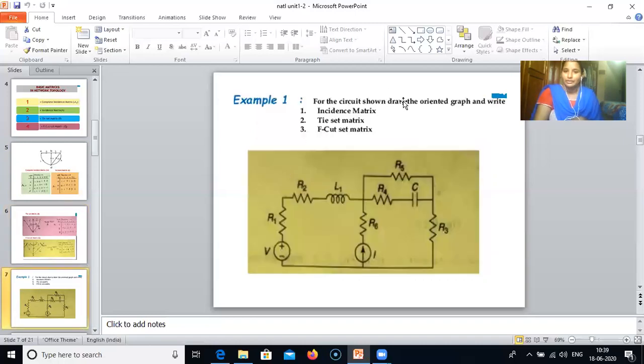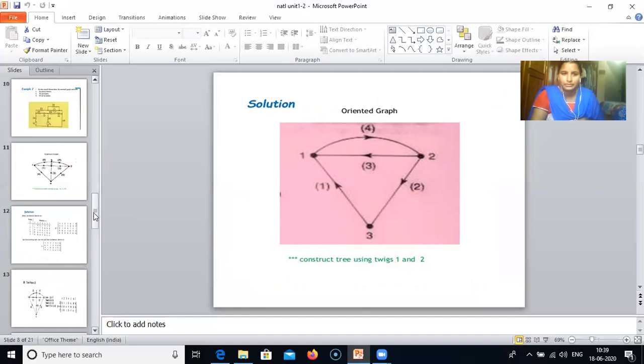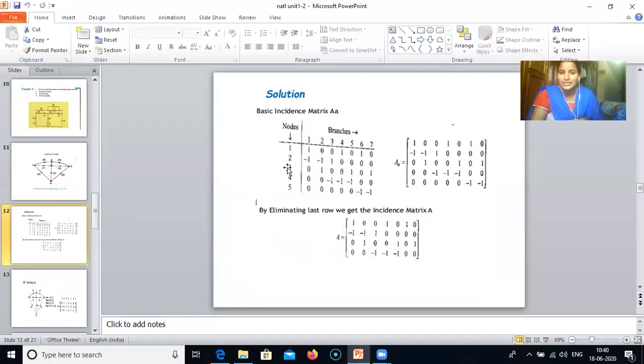See here, for example, we take one example here. This is an oriented graph, and first we take the incidence matrix. So how many nodes are there here? 1, 2, 3, 4 nodes. The current source must be open circuited and the voltage source must be short circuited. So this is the graph for this particular network. First we have to construct the incidence matrix.